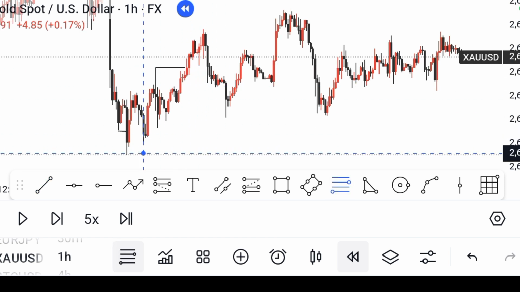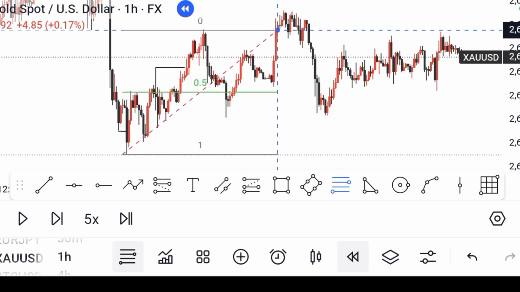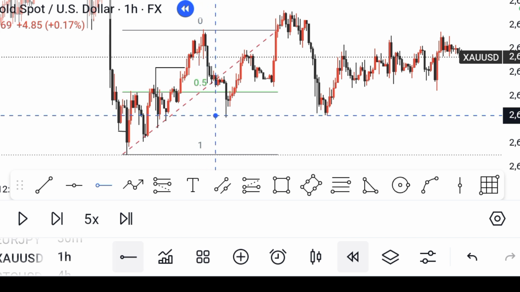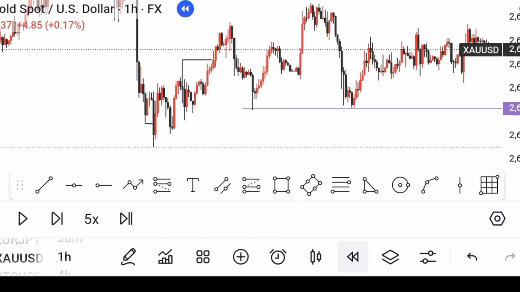So I bring it out from this to this. Then we have our structural liquidity below this. So this is on gold 1 hour time frame, and this is a buy setup. The first one I showed you guys was on oil 6 hour time frame, and that was a short setup.